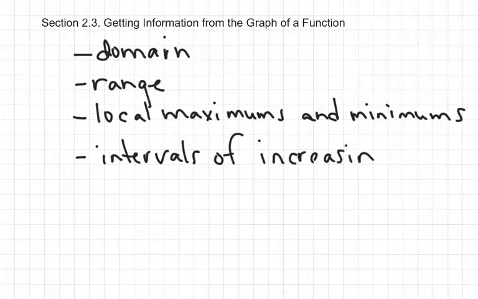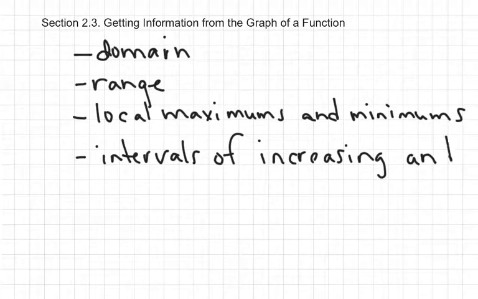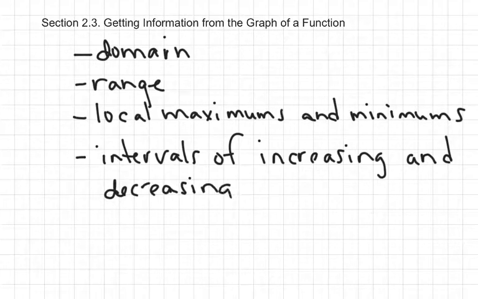If we read a graph from left to right and you put your pencil on the graph, if your pencil's going up, your graph is increasing. If your pencil's going down, your graph is decreasing. It's a pretty simple concept.